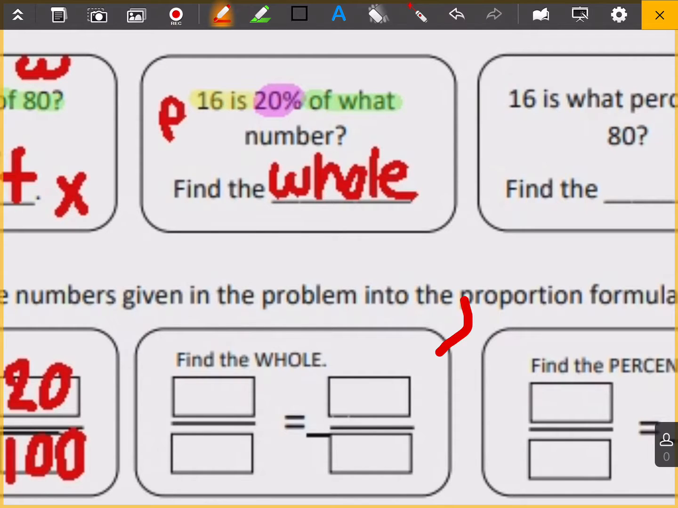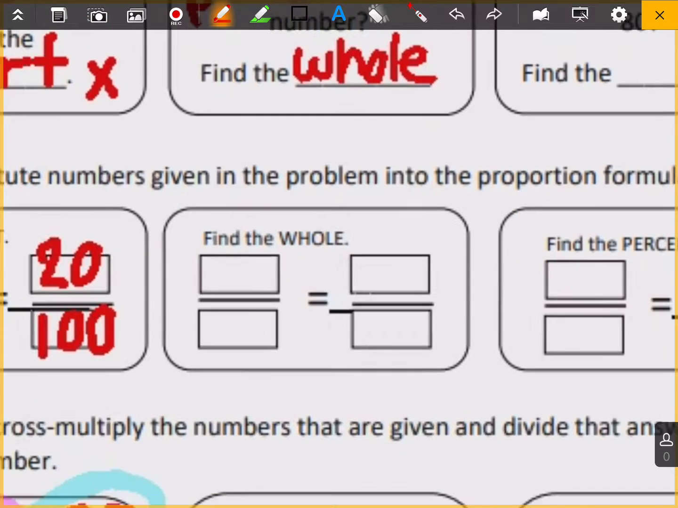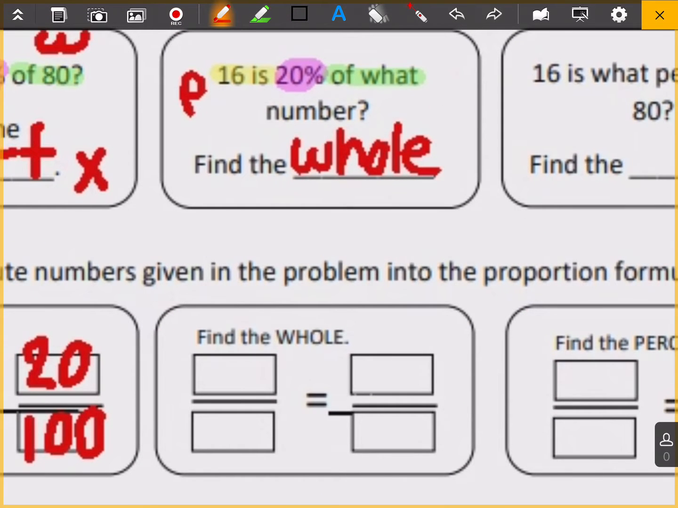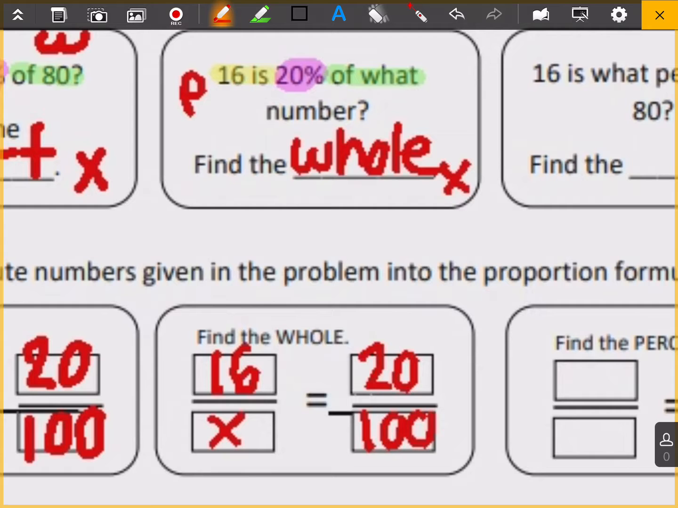Since we are looking for the whole, we are going to set this proportion up using that information. So the part goes on top, so part over whole equals percent over 100. My part is 16. My whole is what we don't know, so we're going to make it an X. And then our percent over 100, it's 20% again, and 100 is always, always, always on the bottom.